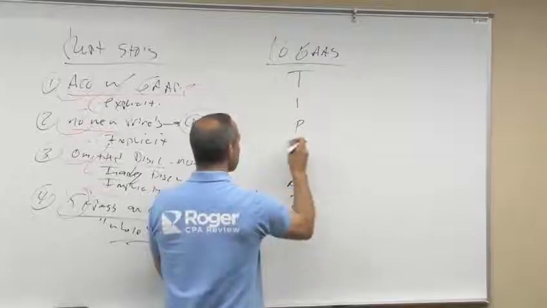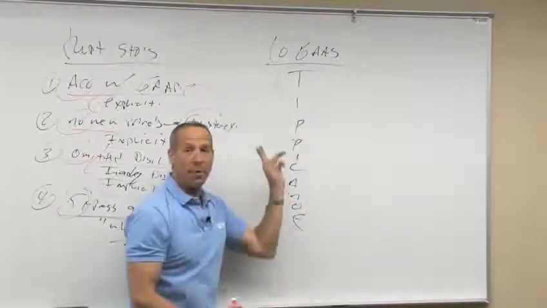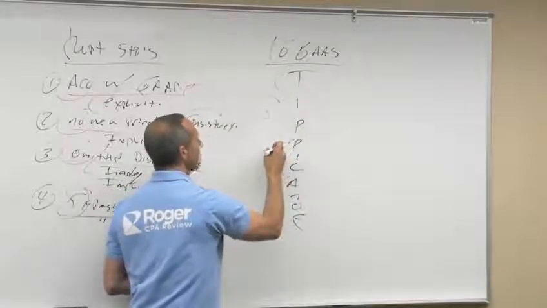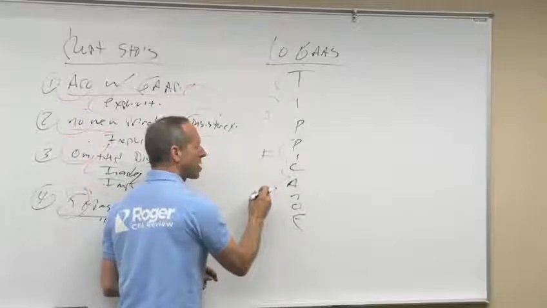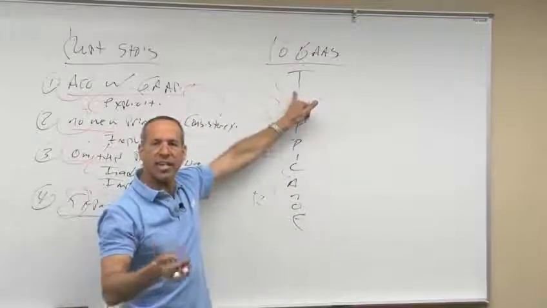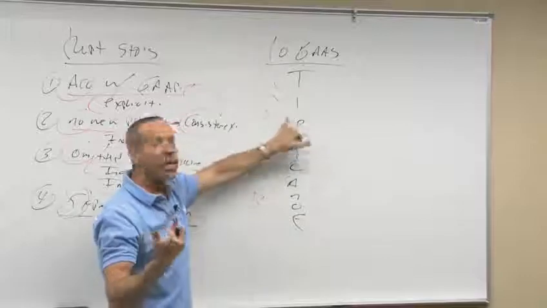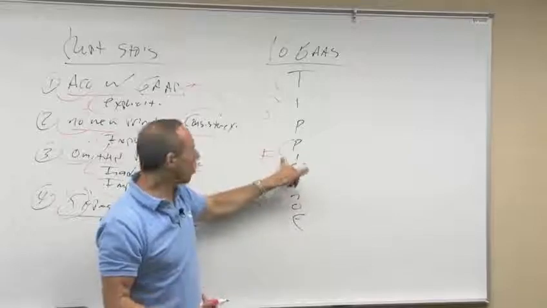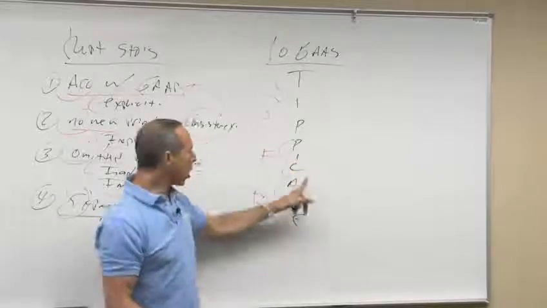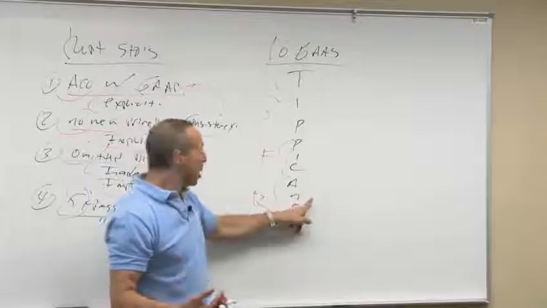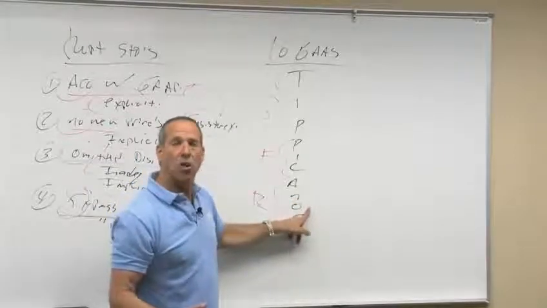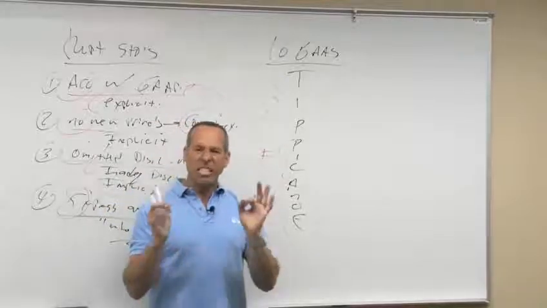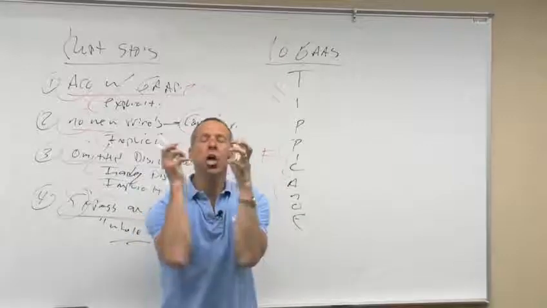Tippecanoe. Now, this is important. What is it? Tippecanoe and Tyler Too. What does it stand for? The first three are called what, everybody? General. Next three, standards of field work. Last four, standards of reporting. What is the T, everyone? Technical training and proficiency. I, independence. P, due professional care. P, planning. I, internal control. Corroborative evidence. And then drafting the report. Accordance with the standards, the GAAP. No new principles, omitted disclosures, inadequate disclosure, expressing an opinion. That's your Tippecanoe.